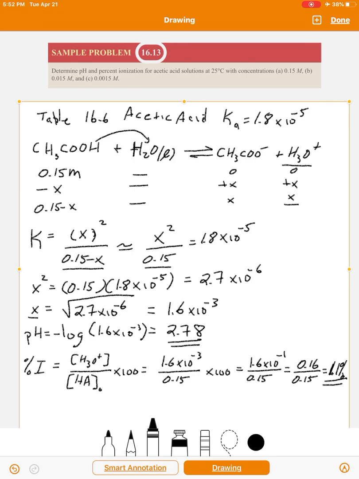So all we would need to do in part B and part C is change the initial concentration. So instead of putting 0.15 here, we'd put 0.015 here, and here, and here. That would change this value to 2.7 times 10 to the minus 7. So then we would take the square root of 2.7 times 10 to the minus 7, and then we'd take the negative log of that.